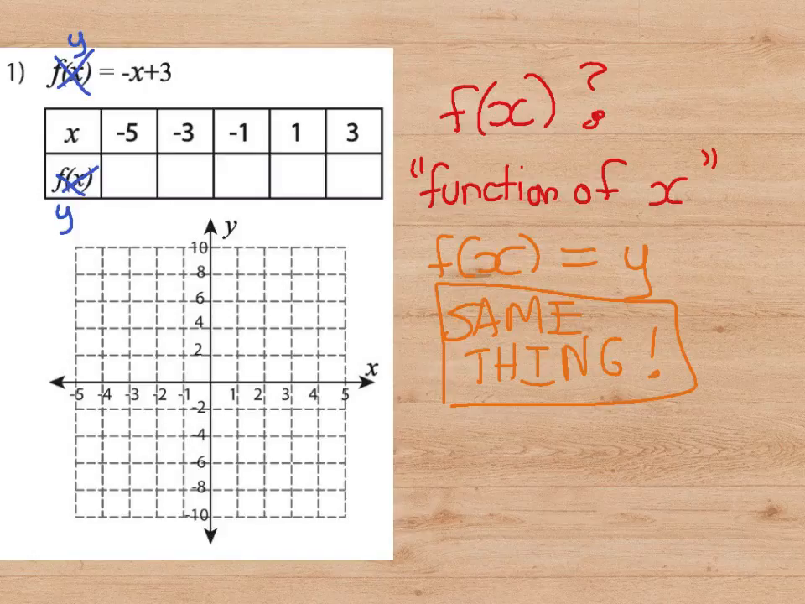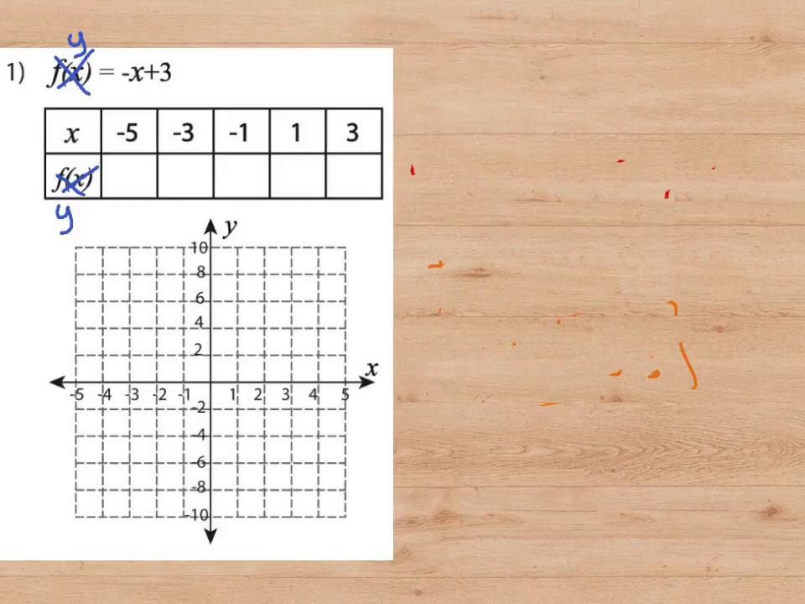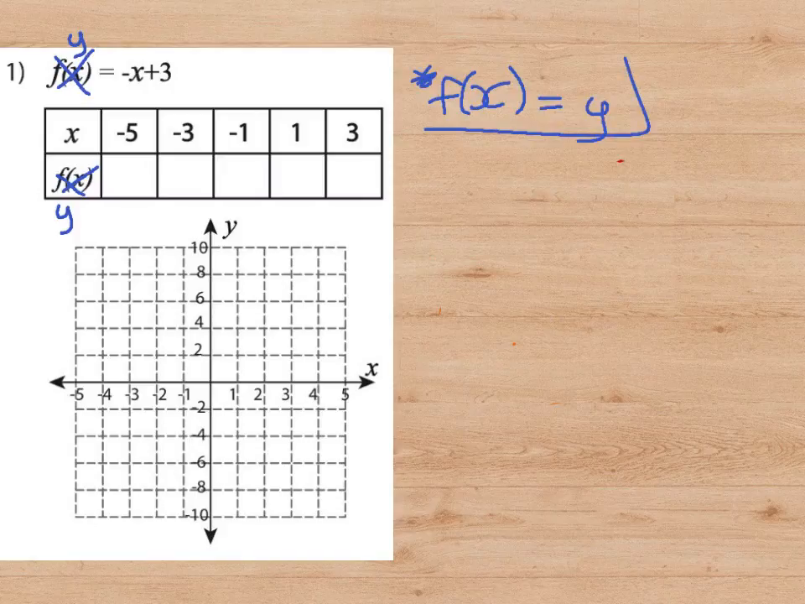Okay, so moving along here, I'm just going to erase this now that we know. What I'm going to keep, though, on this page is that here, f of x, I'm going to put a star, and I'm going to say, okay, f of x is equal to y. Okay, keep that in mind.